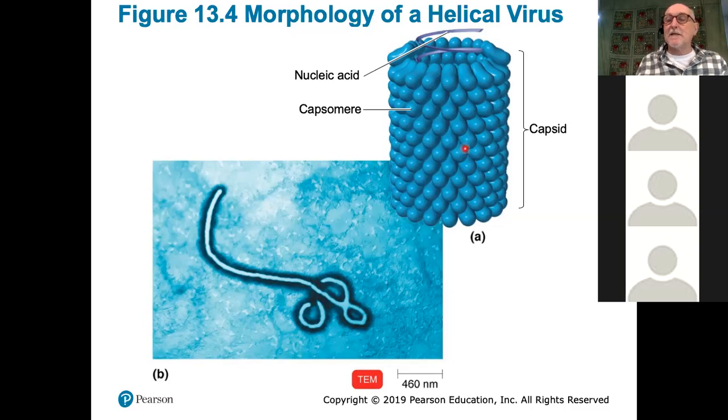So this is a helical virus. There are many, many helical viruses. Some of them actually are quite small. And the tobacco mosaic virus, one of the very first viruses to be described, and the very first virus to be visualized, is also a helical virus like this.